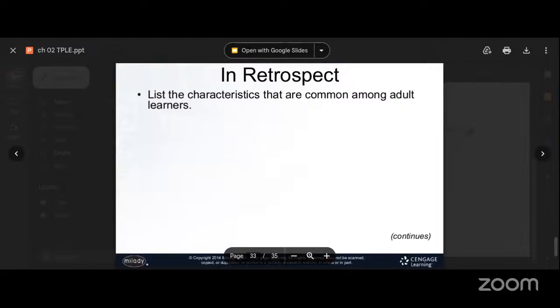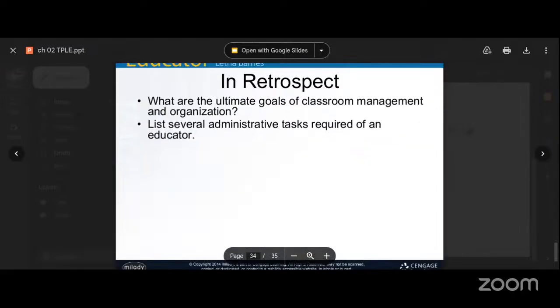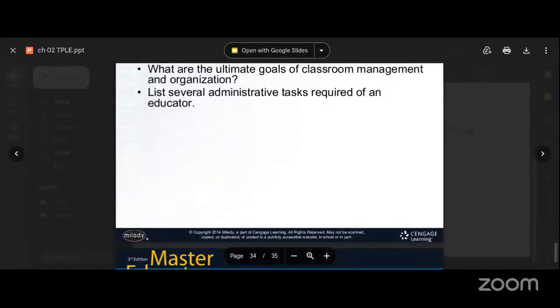All right, we look at the retrospect. List the characteristics that are common among adult learners. In the early part of the presentation, there were several. Make sure you go back and reference those. And also, what are the ultimate goals of classroom management and organization? List several administrative tasks required as an educator. So as an educator, what are you responsible for?